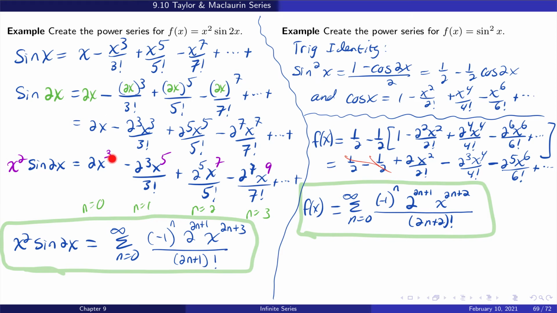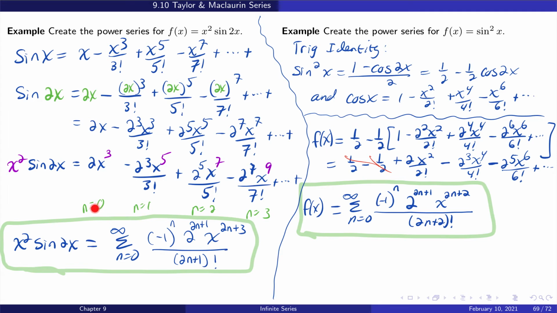So what was x to the first becomes x to the third, what was x to the third becomes x to the fifth, etc., etc. Now that I have my Maclaurin expansion for x squared sine 2x, I want to compact it and figure out a closed form or a series representation.